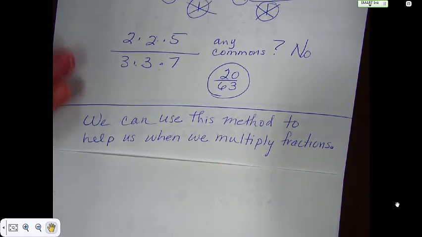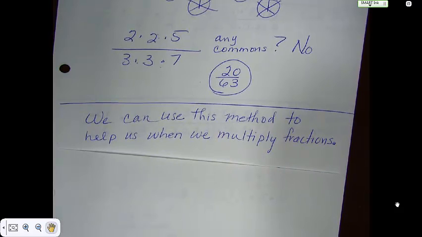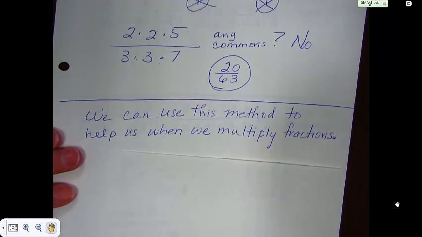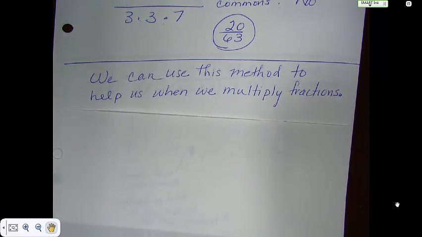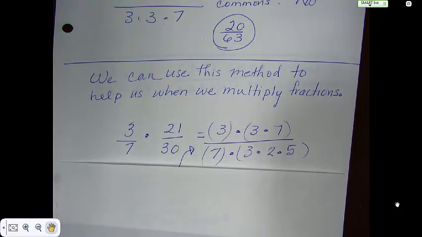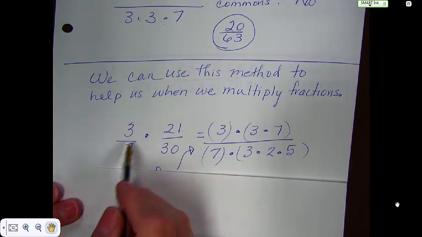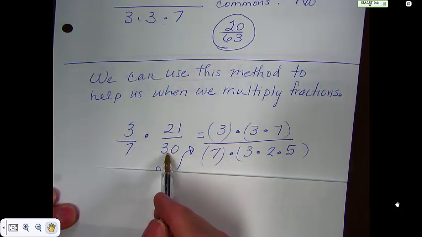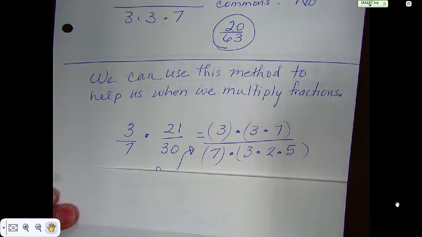Okay, we can use this method to help us when we multiply fractions as well. And it actually works kind of cool, and it keeps you from making dumb mistakes. Okay? Remember, when you multiply fractions, you multiply straight across. So, this is what we're going to do. We've got 3 sevenths times 21 over 30. I'm just going to prime number the whole thing all the way across.